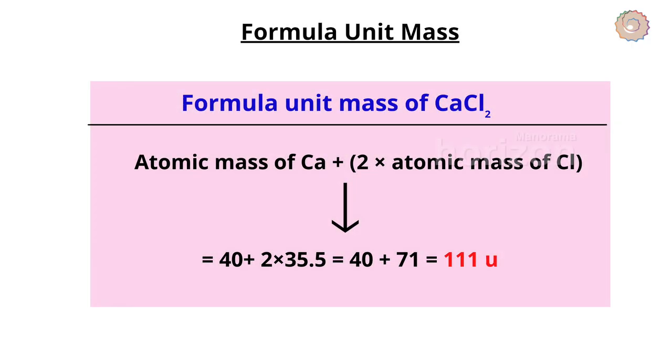The formula unit mass of a substance is the sum of the atomic masses of all the atoms in a formula unit of a compound. Formula unit mass is calculated in the same manner as we calculate the molecular mass. The only difference is that we use the word formula unit for those substances whose constituent particles are ions.